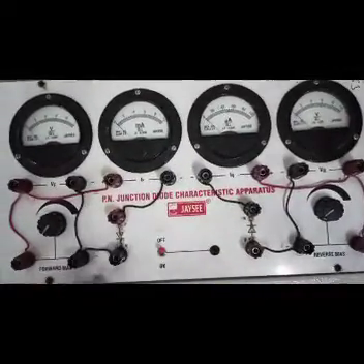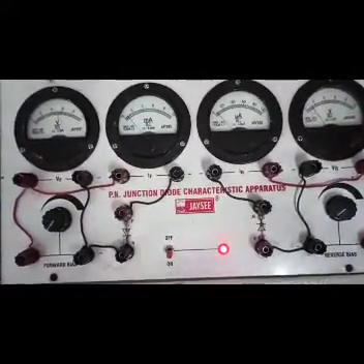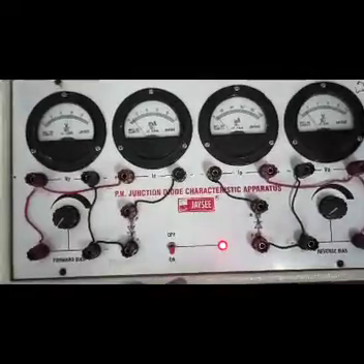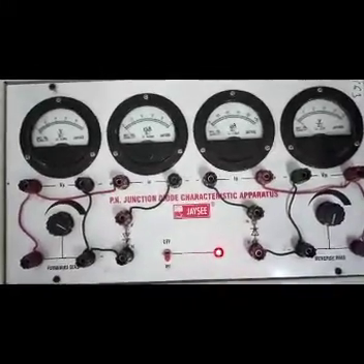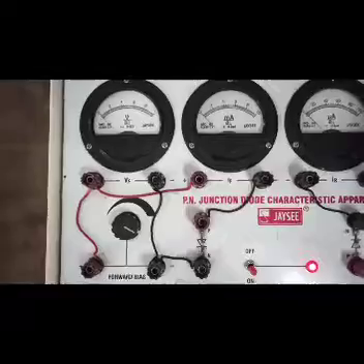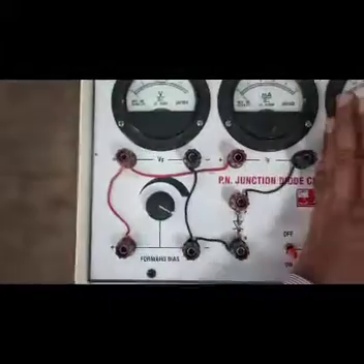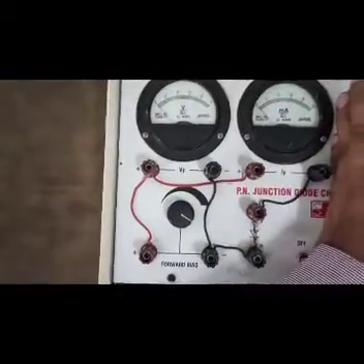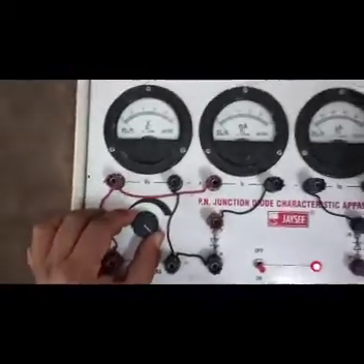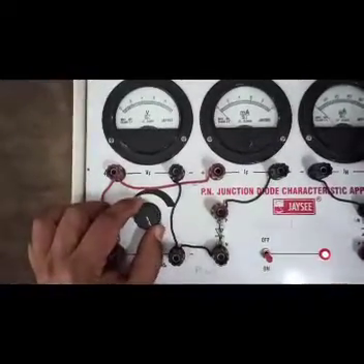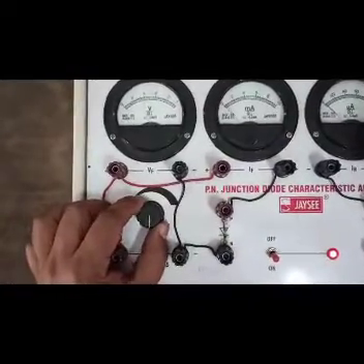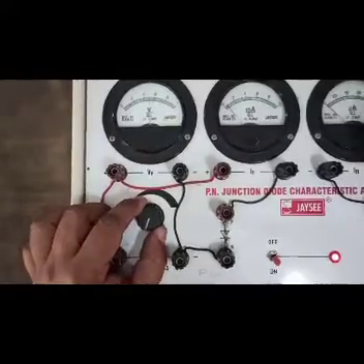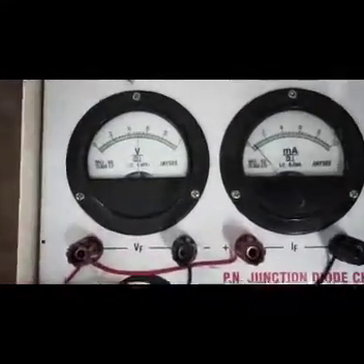How to take observations? Just switch on your circuit and keep both regulators at minimum position. For the forward bias practical, we use the first half, this half of the circuit. So in this regulator, increase the amount of current, and you will see a change in voltage also.